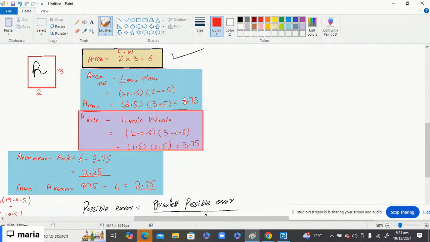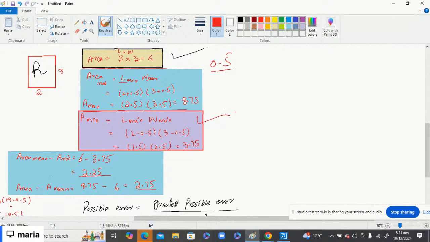How to find the maximum length and width? By adding 0.05. This is the greatest possible error. So 2 plus 0.05, then with the 3 you also add 0.05. Then just add and multiply. Now for the minimum, what do we do? We just subtract 0.05 from both length and width, and then simply multiply.